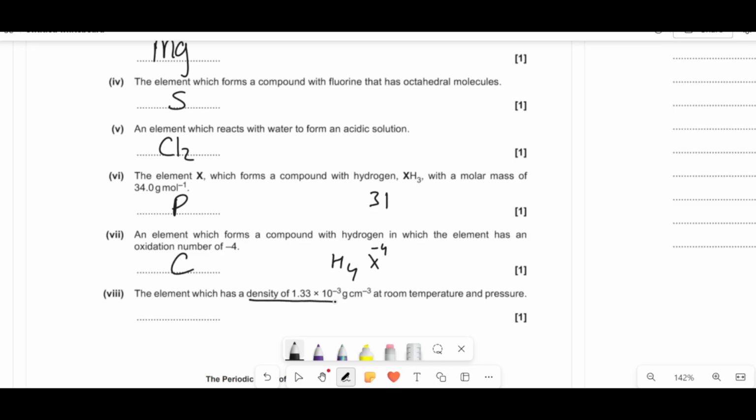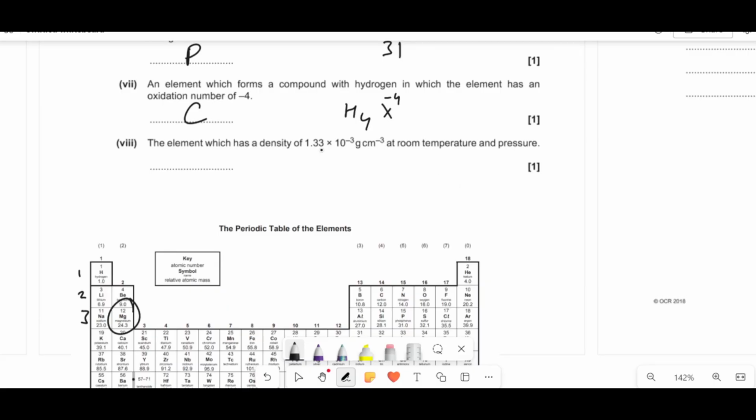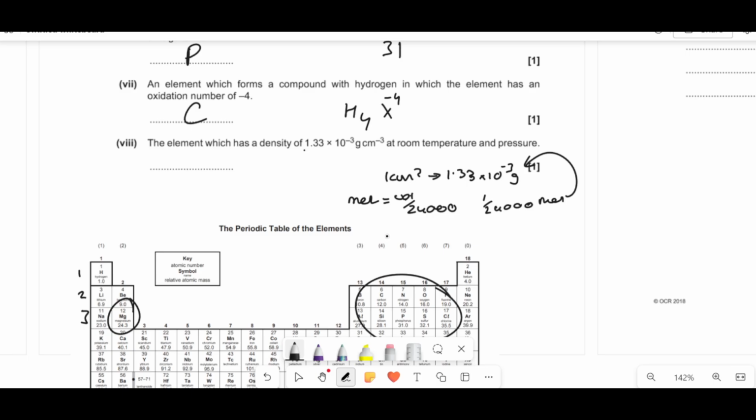And then the element which has a density of this at room temperature and pressure. It's 1.33 times 10 to the -3 grams per centimeter cubed. These are all measured in grams per mole, so we need to figure out if we can get there. If it has a density of 1.33 times 10 to the -3 grams per centimeter cubed, then 1 centimeter cubed would weigh 1.33 times 10 to the -3 grams. Now we need to figure out what 1 centimeter cubed is in moles. Moles equals volume over 24,000, so 1 centimeter cubed is 1 over 24,000 moles. That weighs this much, and these are all grams per mole in the periodic table.